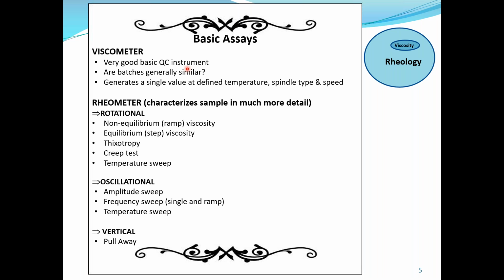A rheometer characterizes the sample in much more detail, using rotational, oscillational, and vertical movements. And we will talk about each of these various assays. We'll start with the non-equilibrium ramp viscosity measurement, and compare that with doing an equilibrium or step viscosity. We'll also talk about thixotropy, creep test, and temperature sweep. And then we'll move on to oscillational mode studies that involve amplitude, frequency, and temperature sweeps. And then we'll wrap up the assay set with a pull wave description.